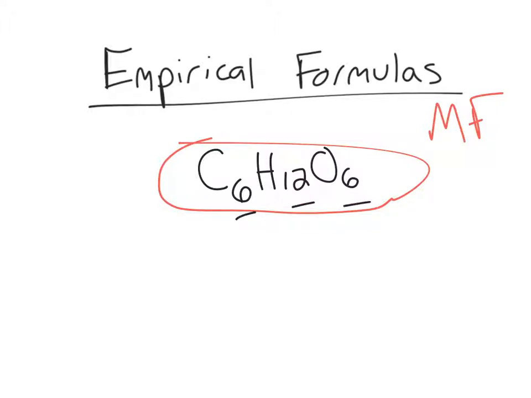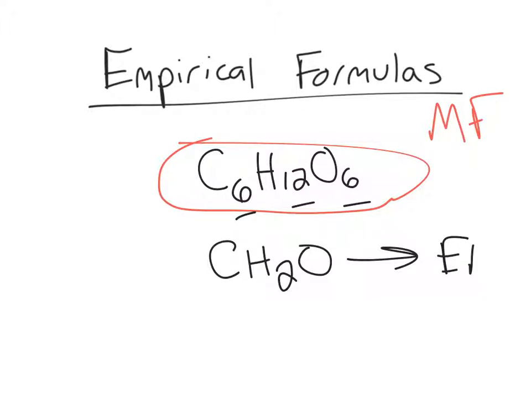When you look at those subscripts, I can reduce all of them by a factor of 6. So that would be CH2O. Now that would be my empirical formula. The empirical formula is just a stepping stone in a laboratory process to finding the molecular formula. It has no chemical relevance. It's just the reduced version of the molecular formula. So let's show you how to do a problem when finding an empirical formula.